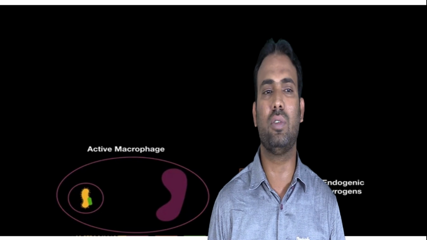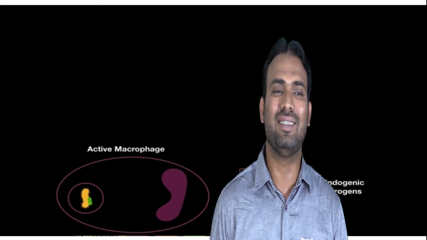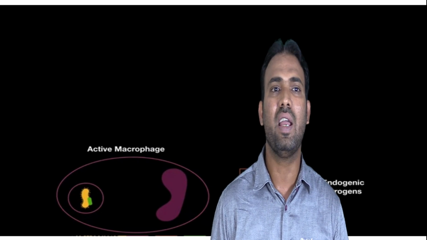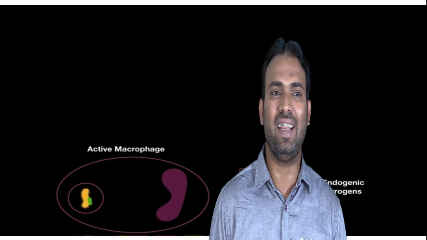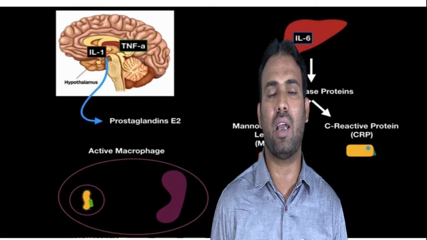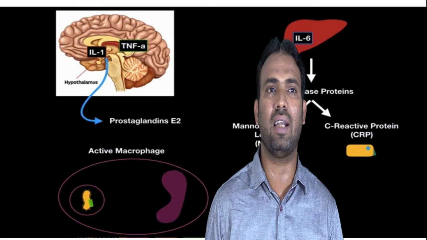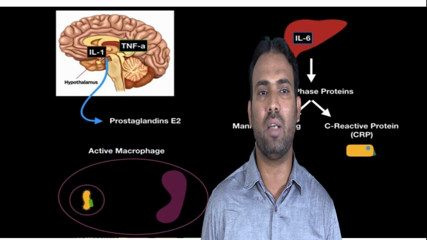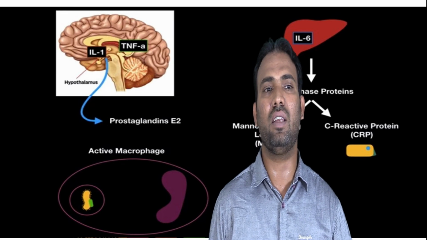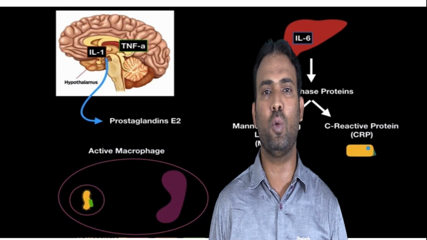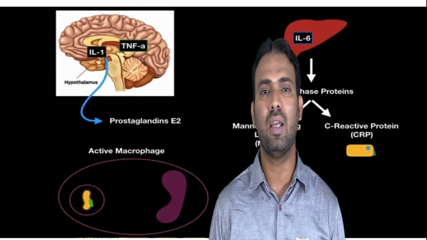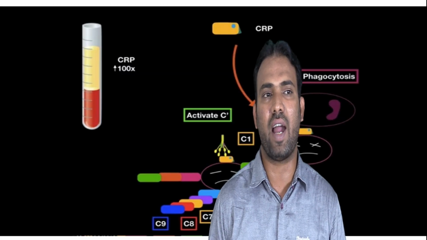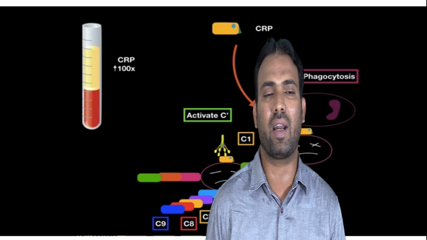Then C1, C2, C3, C4, C5 and then C6, C7, C8, C9 will be attached in the same way, and MAC complexes will form. But the difference is that the CRP pathway involves the CRP molecule, the C-reactive protein molecule, which is the binding partner particularly for C1. Once this happens, we will feel a high amount of fever or heat in our body.